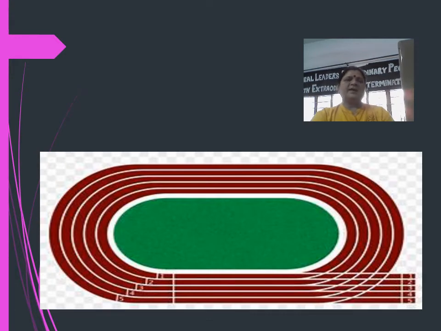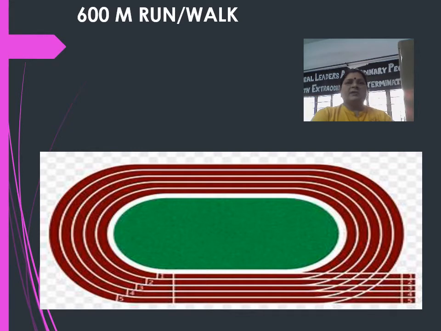The second test item is the 600-meter run or walk. In this, we'll be requiring equipment, that is a track or marked area and a stopwatch. And we conduct this test to measure the cardiovascular endurance.